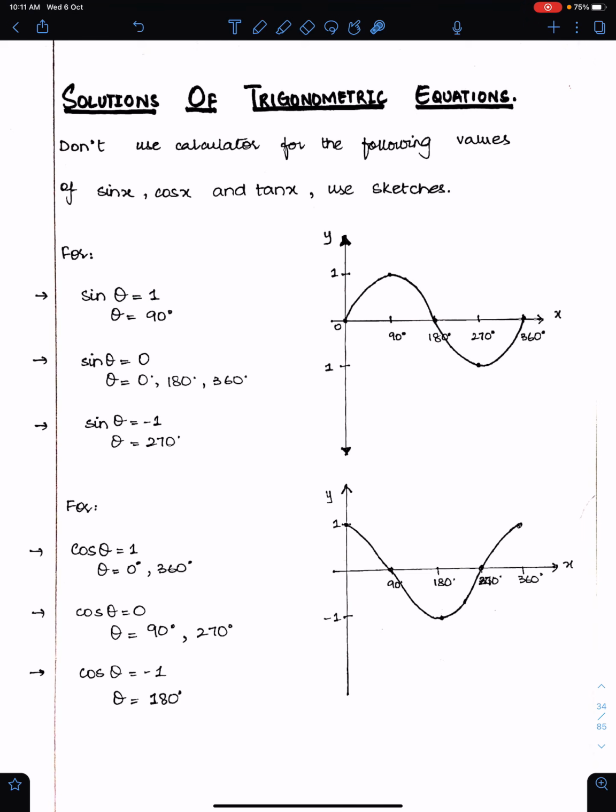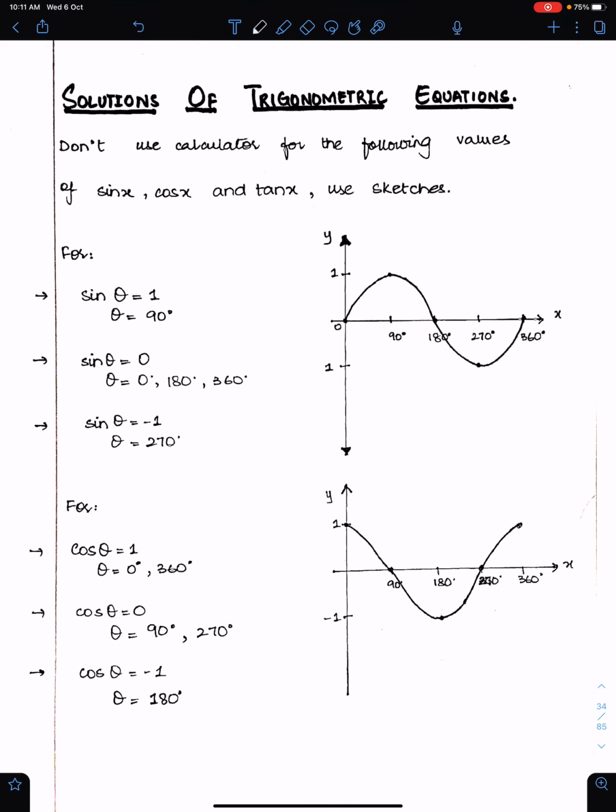See the importance of the sketch. When sine theta is 0, then we get 3 answers: 0, 180, 360. If you use a calculator, then the calculator will give you only this answer, 0. The calculator won't give you these answers. That is why we use a sketch to solve these values of sine theta. So when sine theta is 0, then there are 3 answers: 0, 180, 360. When sine theta is minus 1, the answer is 270 degrees.